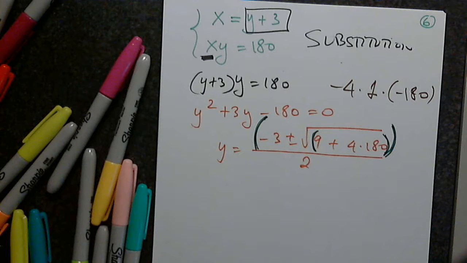Be careful. So the left parenthesis, negative 3 plus the square root. It's not up there. Oh, of course not. I'm sorry. Thank you. My apologies. So 9 plus 4 times 180. Close the parenthesis, go outside, close another parenthesis, and then divide by 2. I'll wait for you to put it in, and then we'll press enter together.